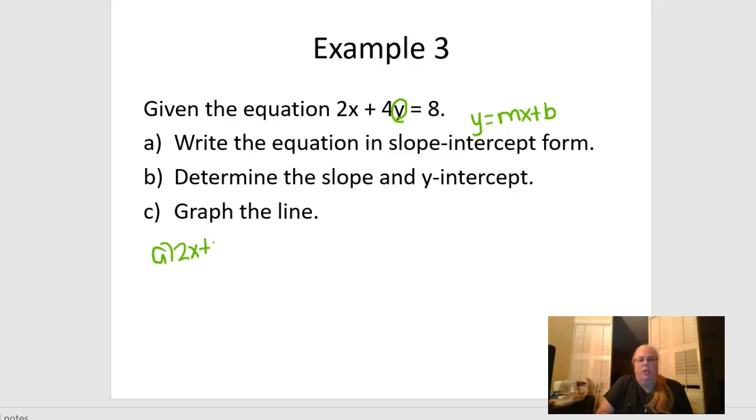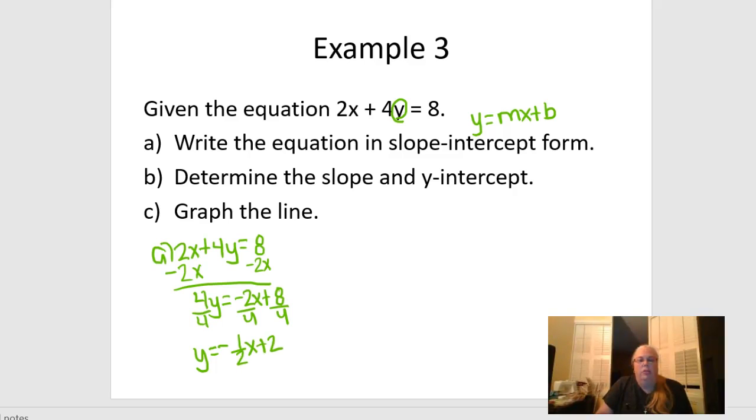So the first thing I'm going to do is subtract that 2x over to the other side. This is going to leave me with 4y equal to negative 2x plus 8. These are not like terms, so I can't combine them. And then to get y alone, I have to divide everything over here by 4. And I like to divide everything individually so that I can see each of the fractions that I need to reduce. So y is going to be equal to negative 1/2 times x plus 2.